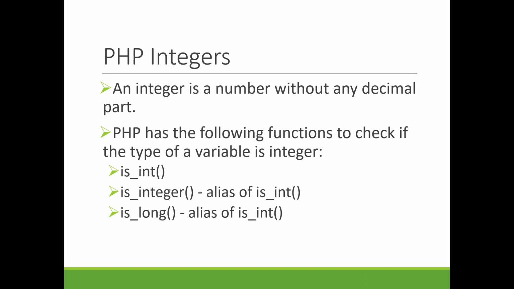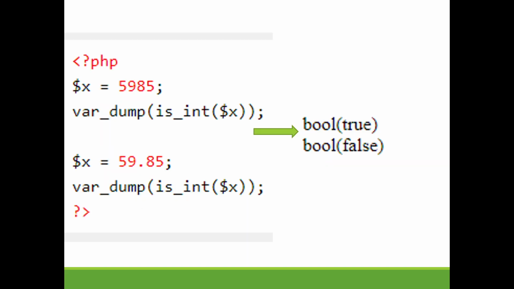So an integer is a number without any decimal part. We have some functions that are used to verify if a value is an integer. There are 3. The first one is is_int, or you can use the full one here, is_integer, or you can use is_long. So those are the 3 that you can use.